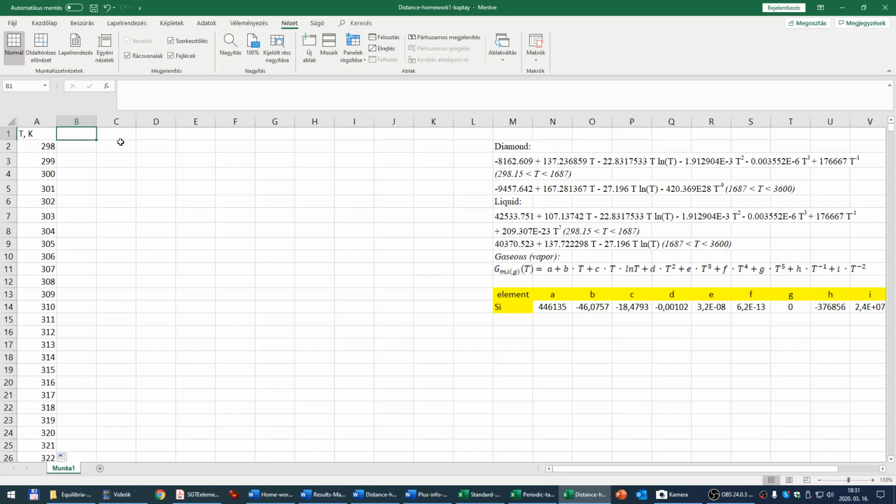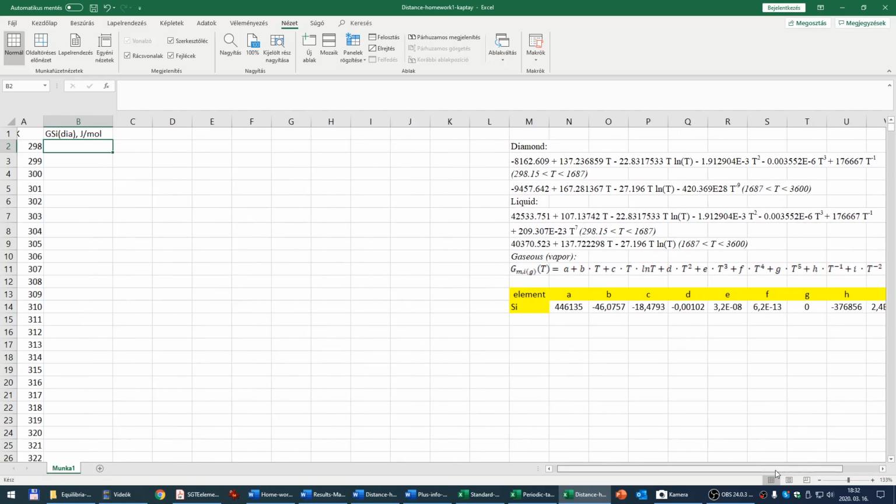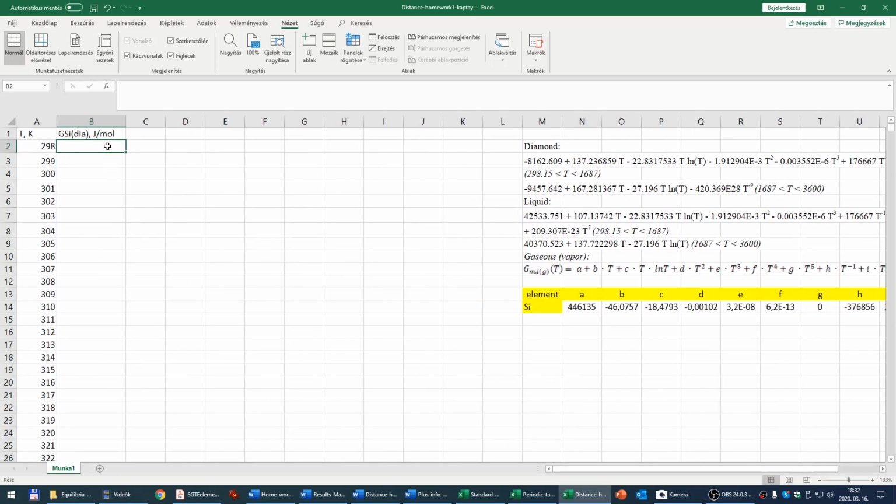Alright, now first we write G silicon in diamond state, unit joule per mole. Okay. And now the most difficult and boring part of this task is coming. You can make many mistakes. The more mistakes you make, the more days this homework will take. But I hope you will not make any errors in copying these functions into your equations. So let me show how not to make an error.